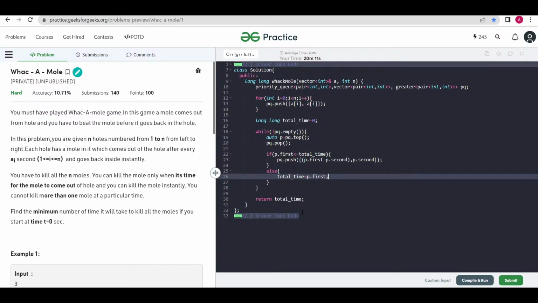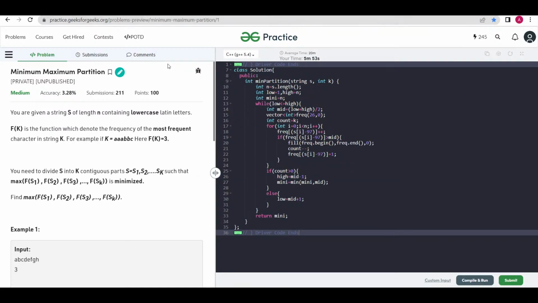Now moving to the last question of this particular session, that is minimum maximum partition. In this problem, we are given a string of length n, and all the characters in this string are lowercase. We are also given a function fk, which returns the frequency of the maximum frequency character.